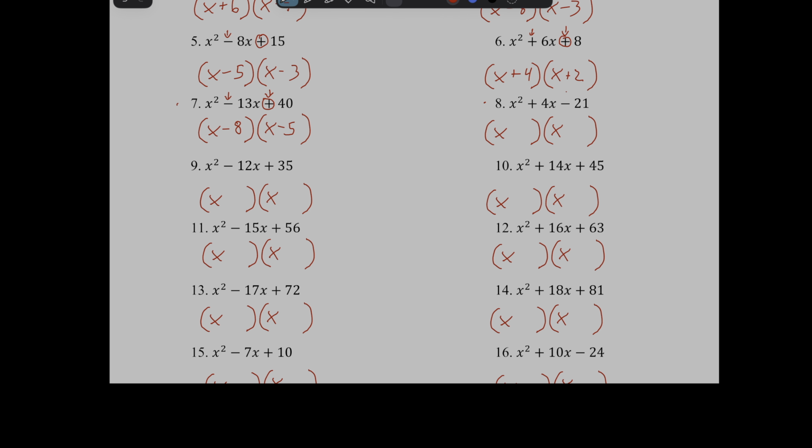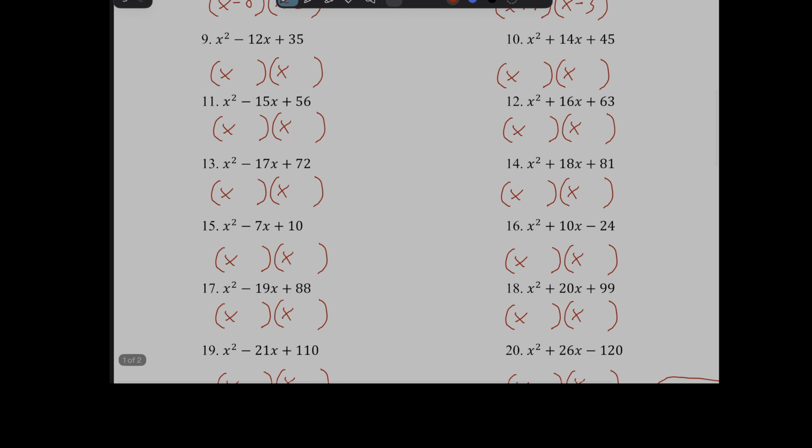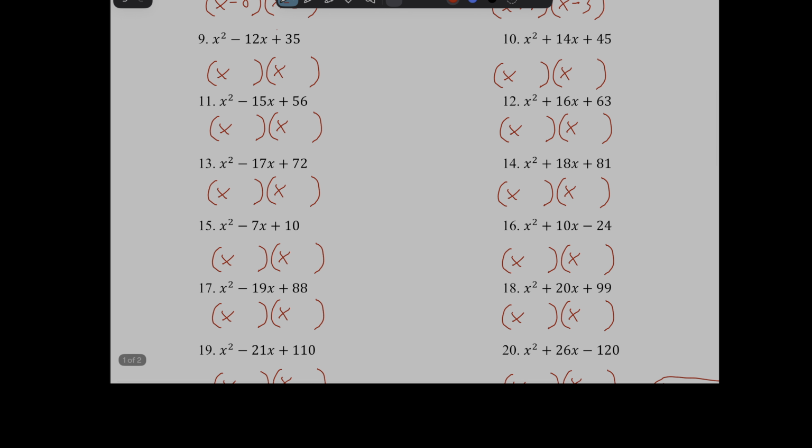Number 8, finally, we got another negative. Third term negative, signs are different. You can write them right away. The factors of the third will subtract to the middle, which is going to be 7 and 3. The bigger one gets the sign of the middle, so the 7 goes with the plus and the 3 goes with the minus. Just to double check, positive 7 times negative 3 is negative 21, and positive 7 plus negative 3 is positive 4. If I'm going too quick for you, again, watch the previous videos. Third term is positive, signs are the same. Take the sign of the middle number, minus minus.